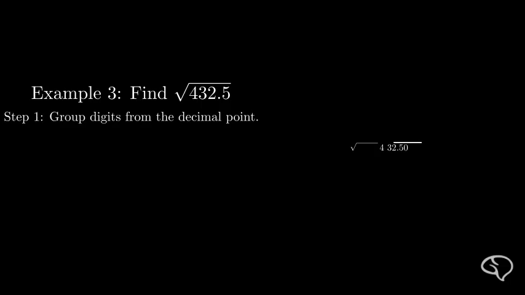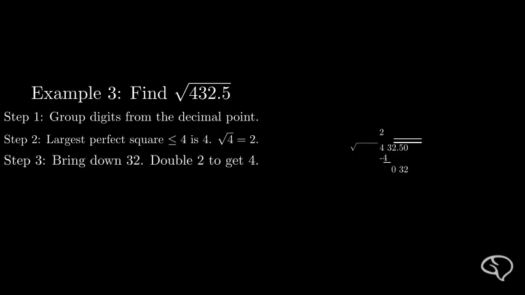We'll start with the first group, which is just the digit 4. The largest perfect square less than or equal to 4 is 4 itself. The square root of 4 is 2. We write 2 on top, subtract 4, and get a remainder of 0. Now we bring down the next pair, which is 32.